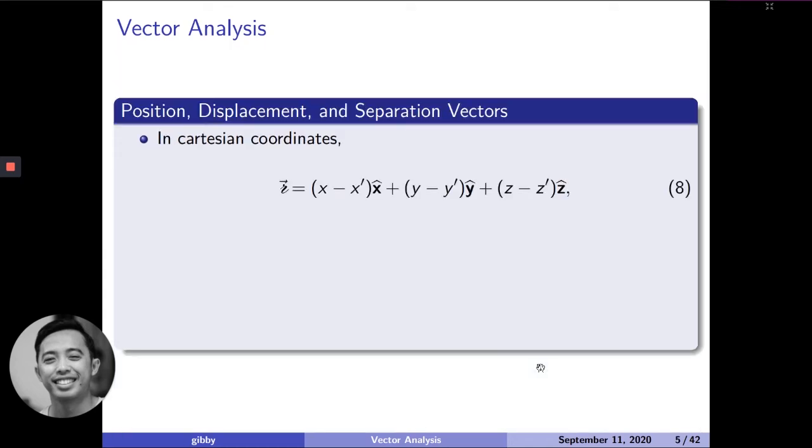So in Cartesian coordinates, the separation vector or variable is expressed in equation 8. Right? So instead of just x, instead of just y, instead of just z, we have now the difference between the field point and the source point.